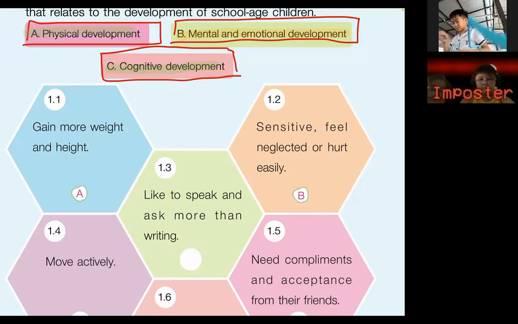Number 1.3 is liking to speak and ask more than writing. Asking to speak and asking to write less than speaking. So you're speaking more than you're writing. Which one do you think that is? Physical, mental, or cognitive?